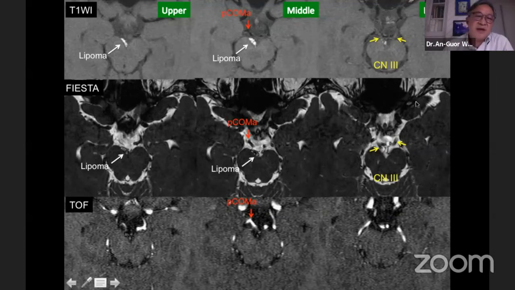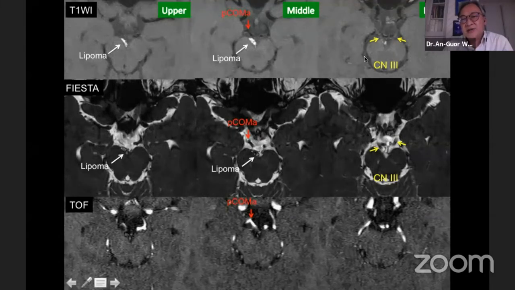And the lipoma is located over the upper and the middle level of the midbrain, which is hyperintense on T1 weighted image and heterogeneous intensity on the 3D VIESTA. On this middle level, you can see the lipoma is associated with a linear structure over here, which is hypointense on T1 weighted image and hyperintense on the time of flight, and which indicates this could be a vessel. And from its direction, we think that should be a PCOM artery over here.